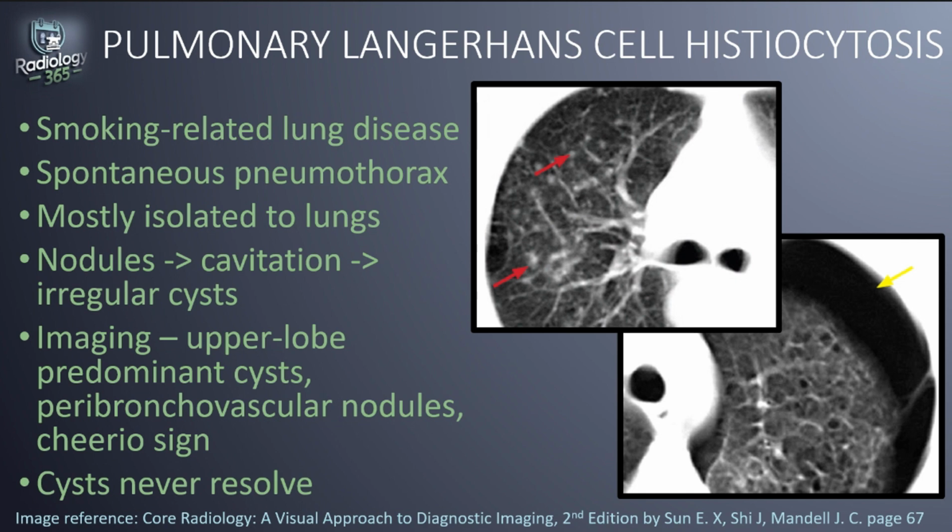combination of these. Radiographic and CT findings include upper lobe predominant cysts and irregular peribronchovascular nodules, and these will be seen to be sparing the costophrenic sulci.